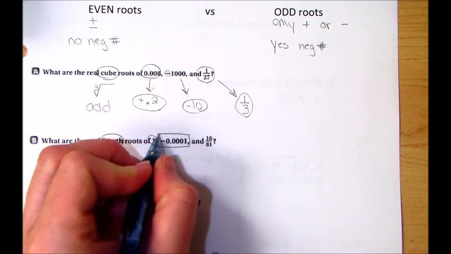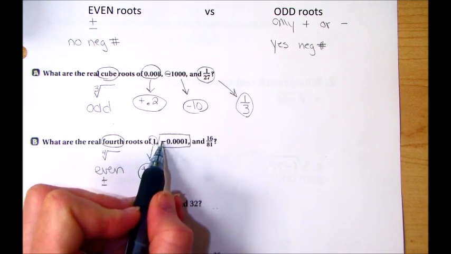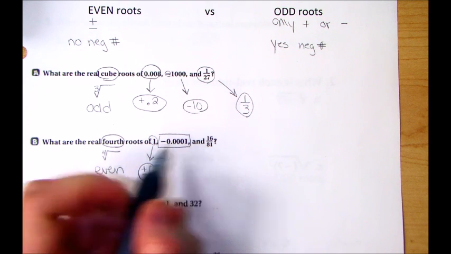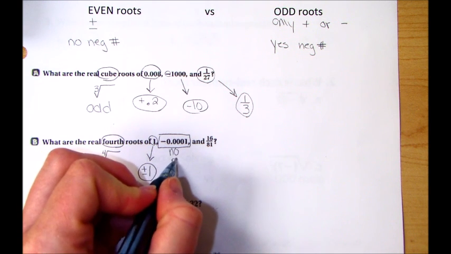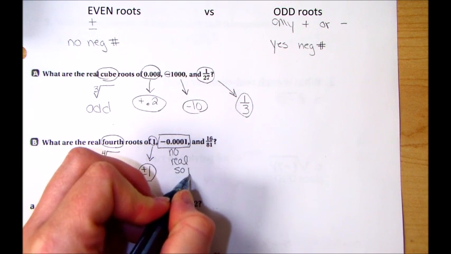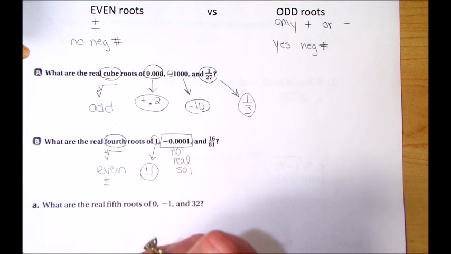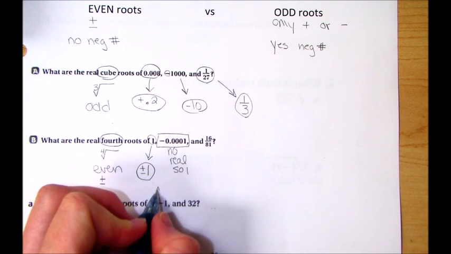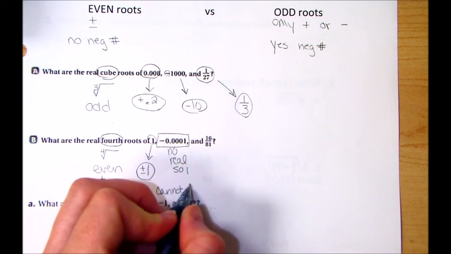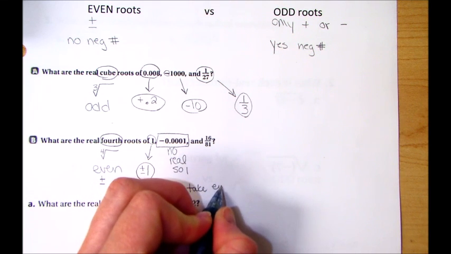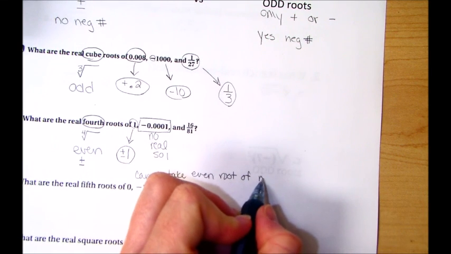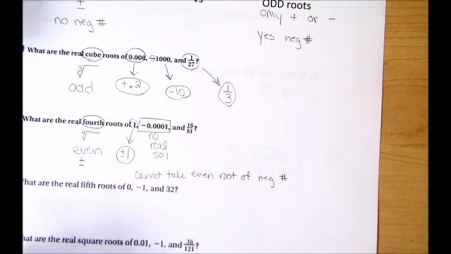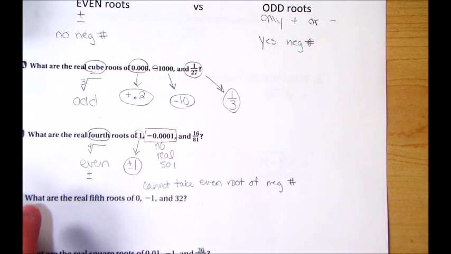Now, they're pretty much asking, what is the fourth root of negative 0.000001? Since this is even and this is negative, there is no real solution here. You cannot take the fourth root of a negative number. Maybe we want to write this down: you cannot take an even root of a negative number. There's nothing times itself an even amount of times that can ever be negative.